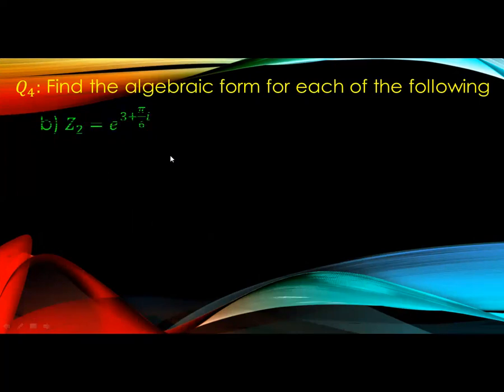Find the algebraic form of each of the following. Letter B, Z2 equals e power 3 plus pi over 6i. Z2 equals e power 3 times e power pi over 6i, so we can expand this expression. It means R equals e power 3 and theta equals pi over 6.